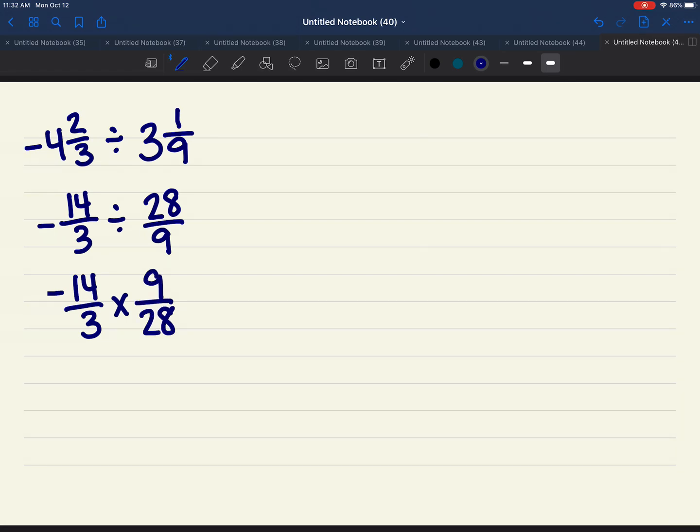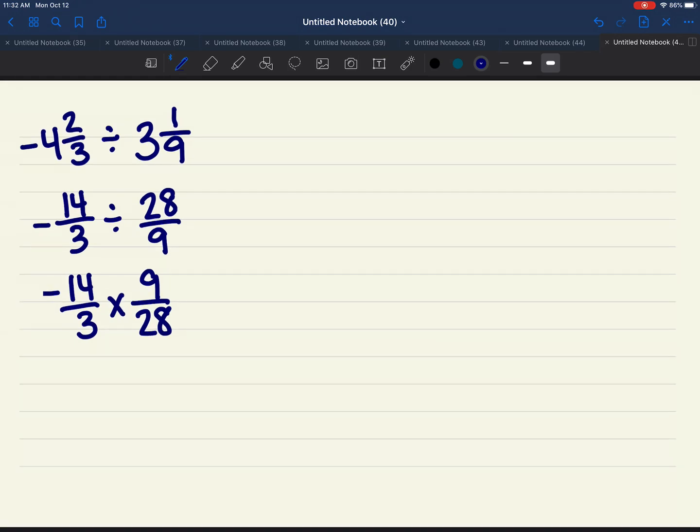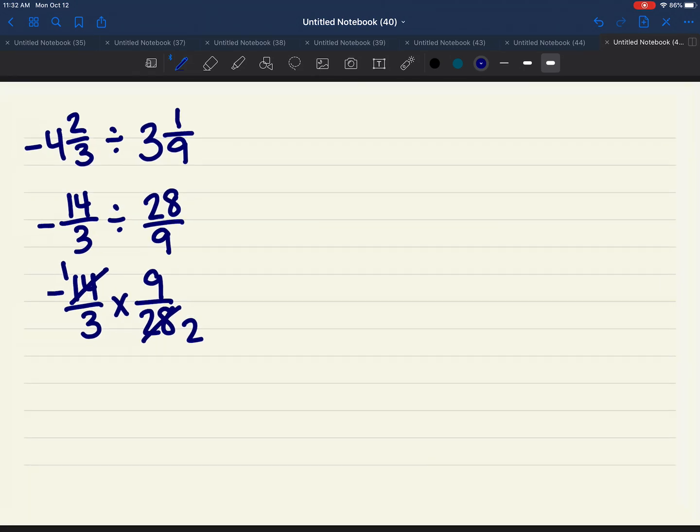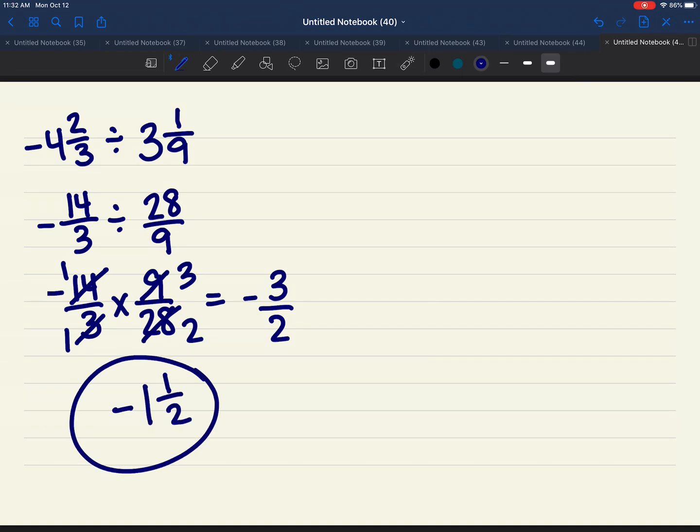Good. Okay, before I multiply, I'm always going to check for cross simplifying. What do you see that you can simplify? 14 and 28. 14 goes to 1, and 28 goes to 2. Very good. 9 goes to 3, and 3 goes to 1. Okay, so it's negative 3/2. All right, Jack, do I want to leave negative 3/2 as my answer? No. How should I write that? Negative 1 and 1/2. Very good.